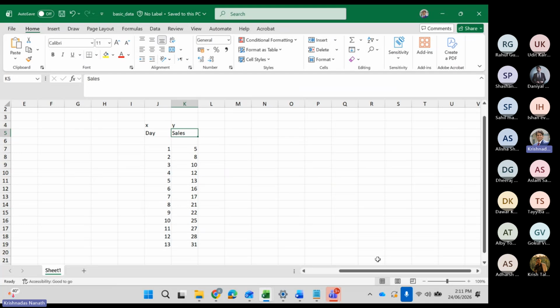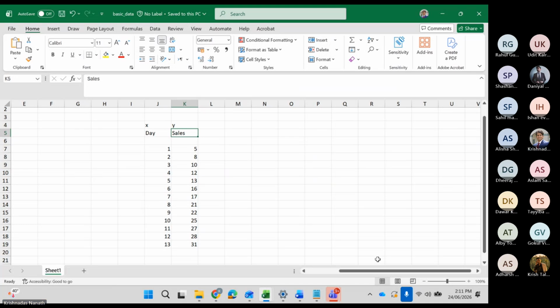Select your data, go to insert, go to scatter plot with smooth lines. Make the graph first, observe the graph, then right click, add trend line, right click exactly on the curve.